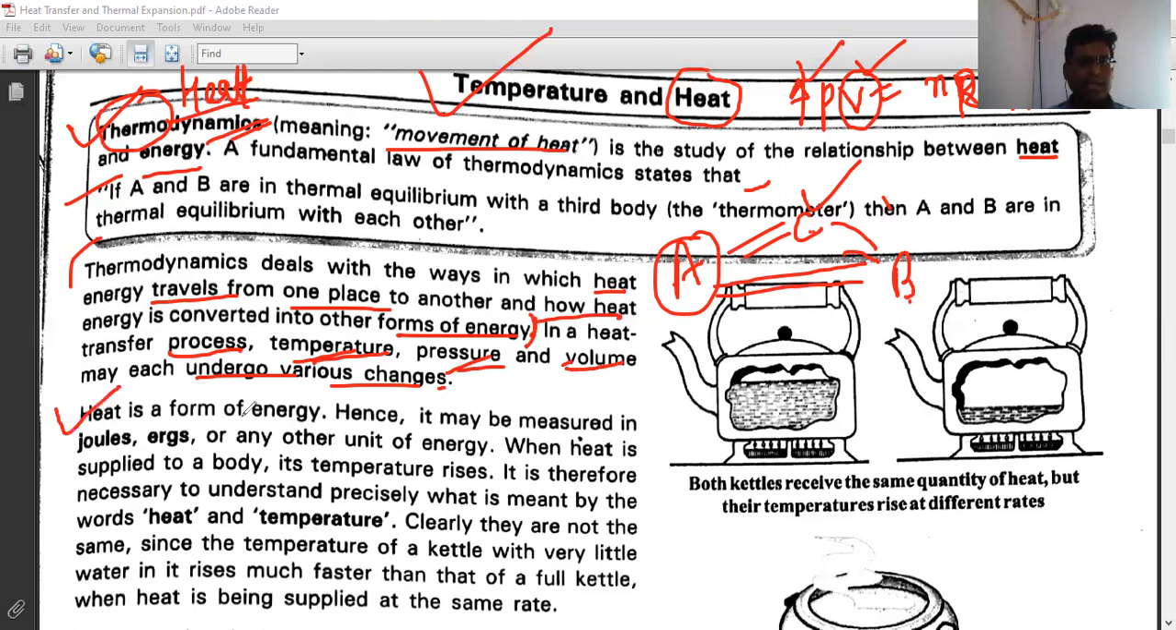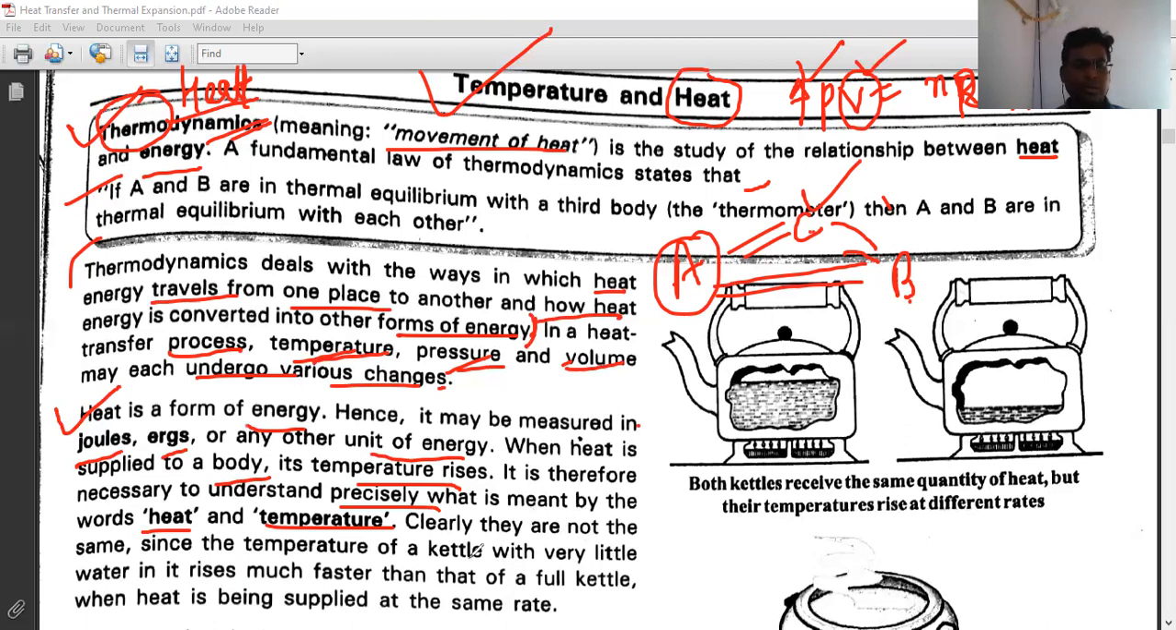Next, heat is a form of energy. So it may be measured in joule, erg or any other unit of energy. So the unit of heat will be joule, erg or any units that belong to energy. When heat is supplied to a body, its temperature rises. Therefore, it is necessary to understand precisely what is meant by the words heat and temperature. So we have to understand what we mean by heat and temperature, right?